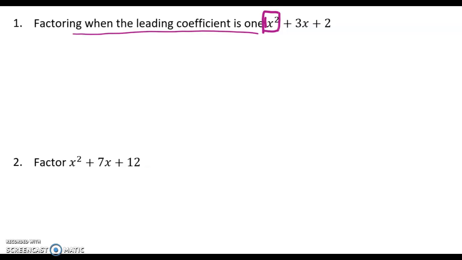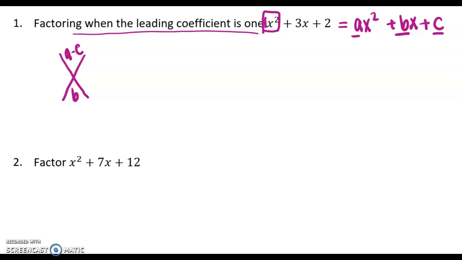So what you're going to do is we're going to create an x here. And remember, this is a quadratic, so this is ax squared plus bx plus c. So what we're going to do is we're going to multiply a and c and put that up here. And then b is going to go down here. So in this case, when you have a leading coefficient of 1, it's always going to be 1 times c, which would just be c. So in this case, it's 2. And then b is 3.